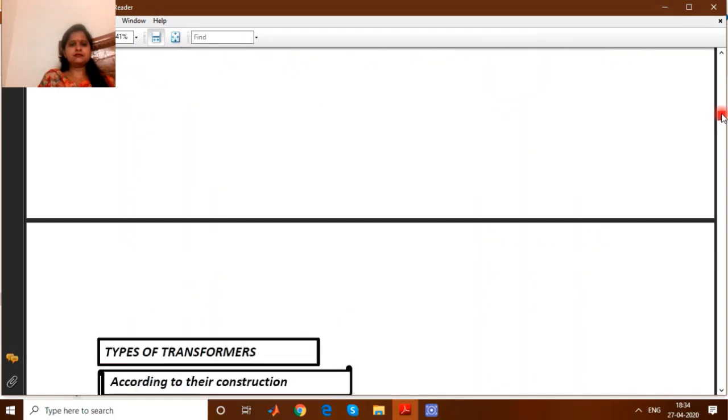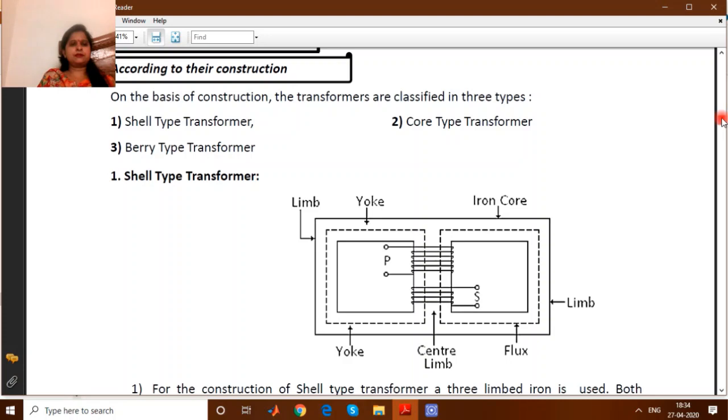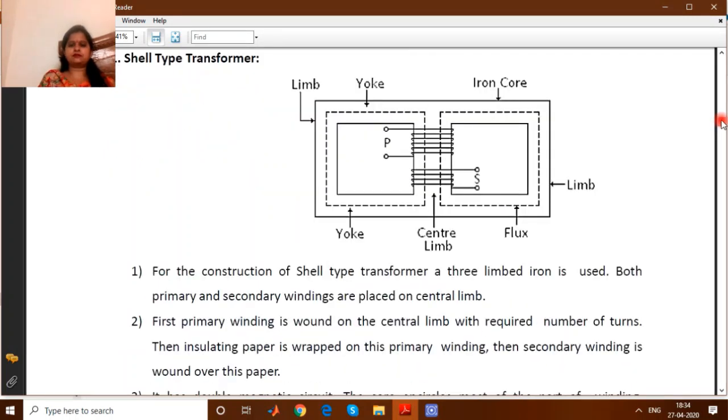So next we come to the types of transformer. Basically there are three types of transformers: shell type, core type, and berry type. So this is the first type of transformer, that is the shell type transformer. There are three limbs, and the primary and secondary winding is provided on the central limb of the transformer. The primary winding is wound over the central limb, then a paper insulating material is wound over the primary winding, and then over it the secondary winding is wound over the central limb of the transformer. So this is called a shell type transformer.